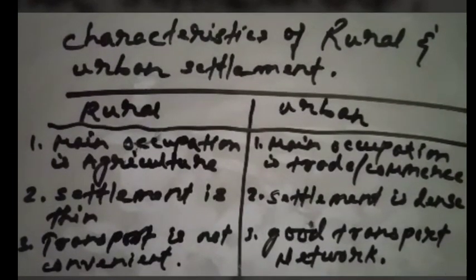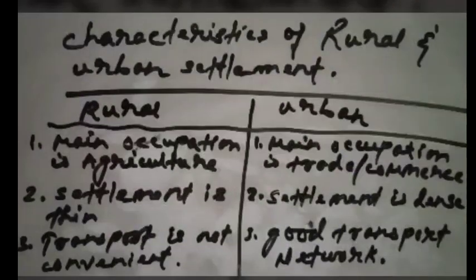Okay, now we'll discuss the characteristics of rural and urban settlement. Now, a big difference can be seen between rural and urban settlement and their characteristics. As you can see here, I have just written a few of them. The main occupation of the people living in rural areas is agriculture, whereas for people living in towns and cities, the main occupation is trade, commerce, and industries. Then in the rural area, you can see the population is quite thin. That is, settlement is very thin. Whereas the settlement in town areas is dense and even clustered. Clustered means people living very close by.